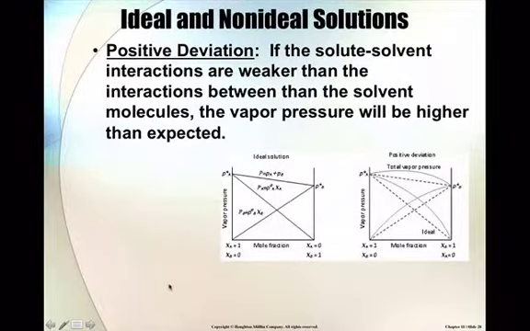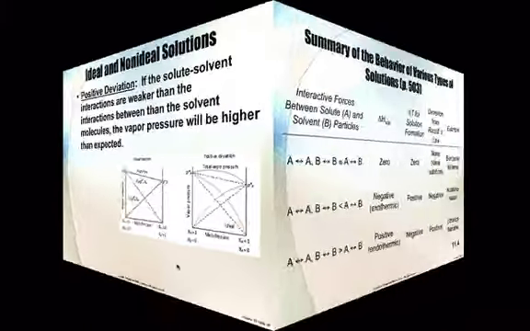The same is true then with a positive deviation. If the solute-solvent interactions are weaker than the interactions between the solvent molecules, the vapor pressure will be higher than expected. So it can also cause vapor pressure to increase. So if the solute and solvents do not like each other, they don't have an interaction for each other, it actually causes the vapor pressure to go up, so it's higher than expected.